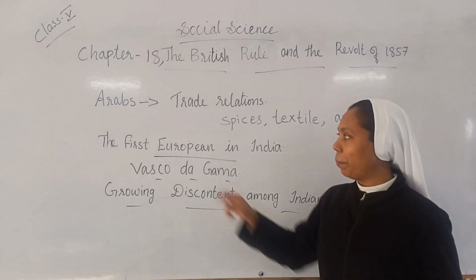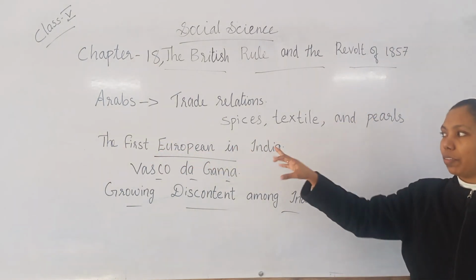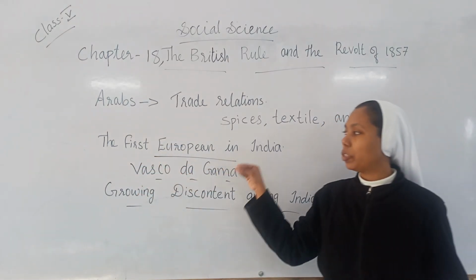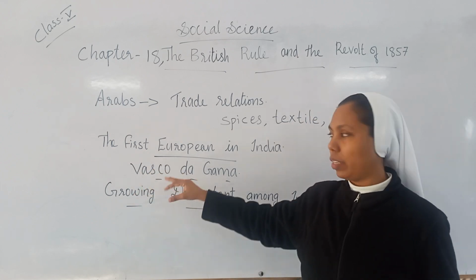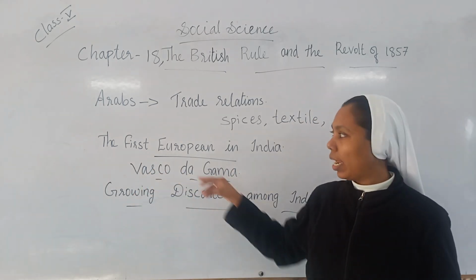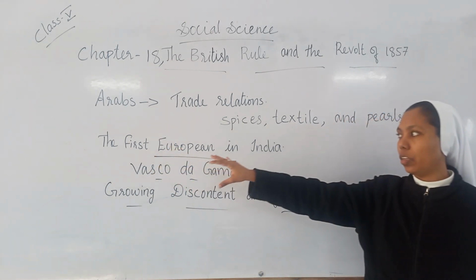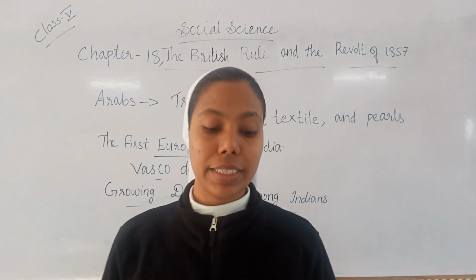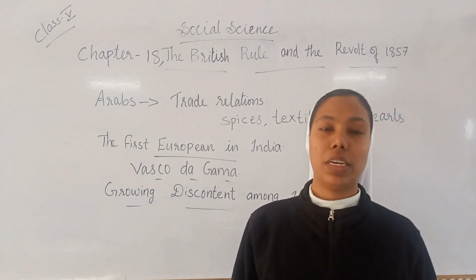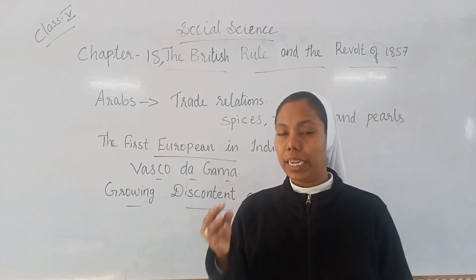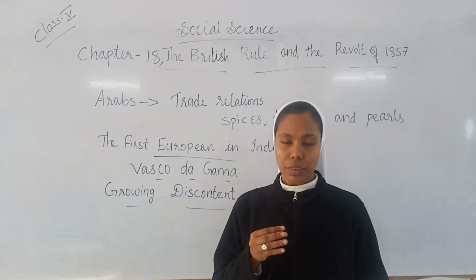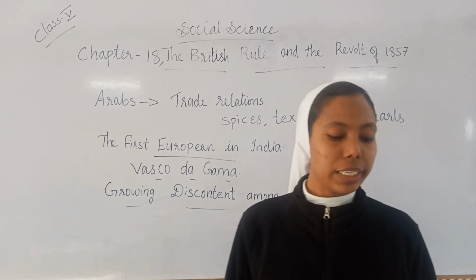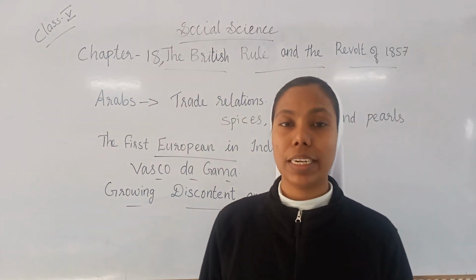First of all, we can see the first European who came to India. Vasco da Gama is the first person. He is a Portuguese explorer, and he is the first European to find a sea route to India. He came by the sea route from Portugal, went around Africa, and located Calicut in Kerala in 1498.